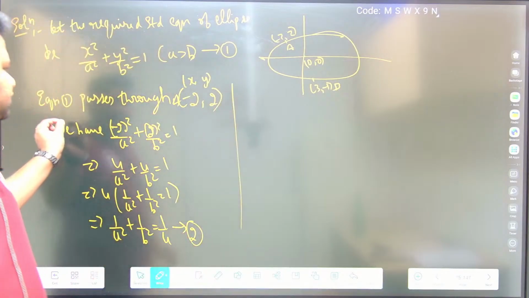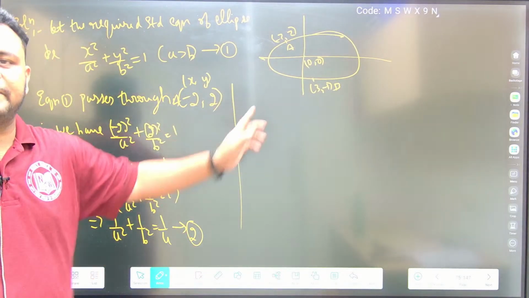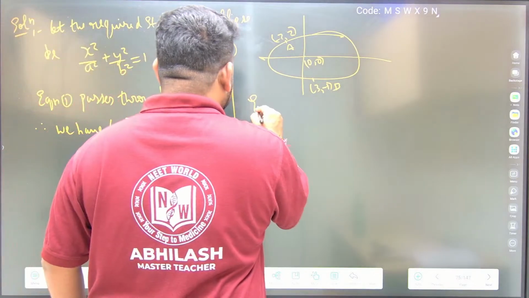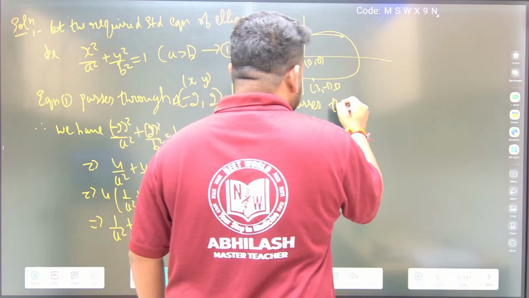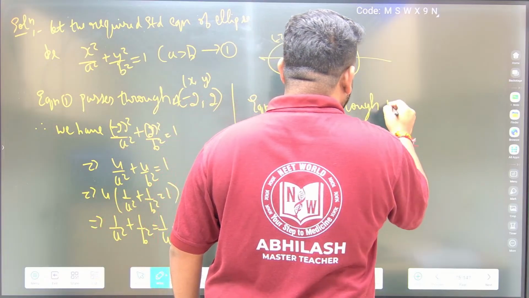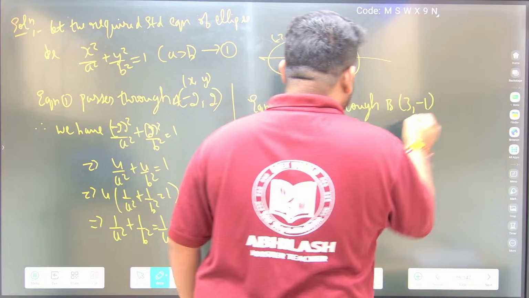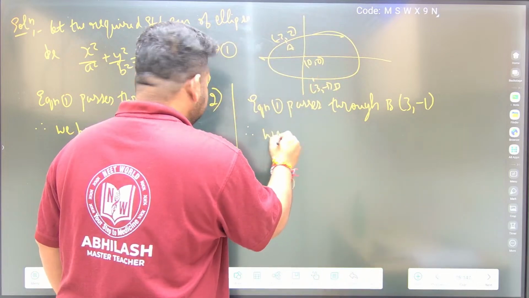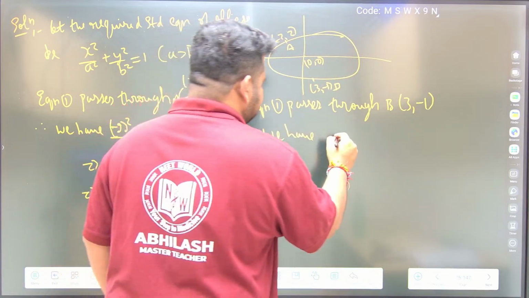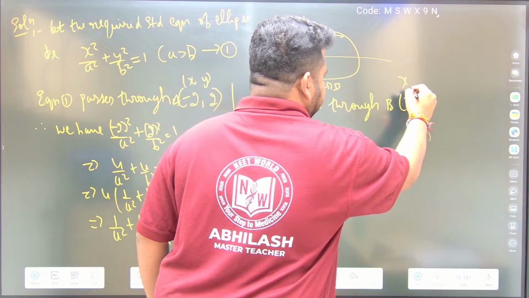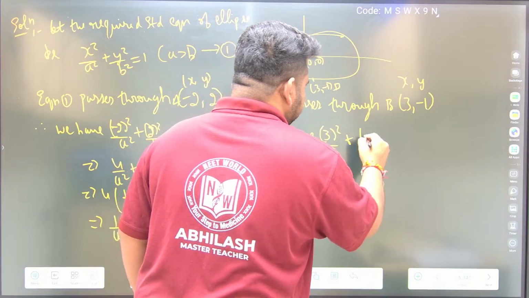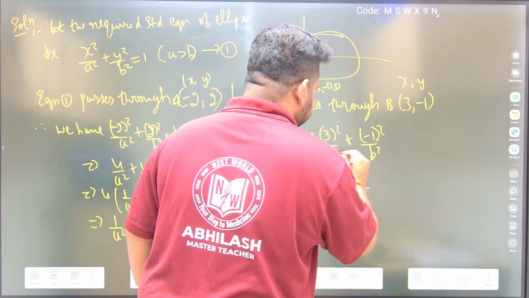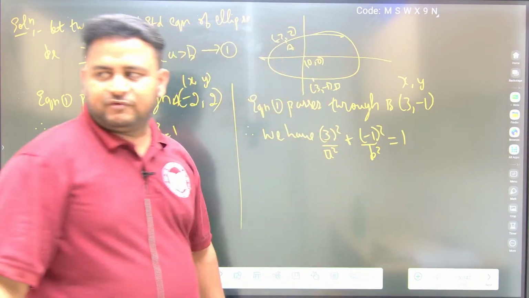Now equation 1 also passes through another point, that is 3 comma minus 1. Equation 1 passes through another point, B, 3 comma minus 1. Therefore here 3 is x and minus 1 is y, x comma y. So this will become 3 square by a square plus minus 1 square by b square will be equal to 1.